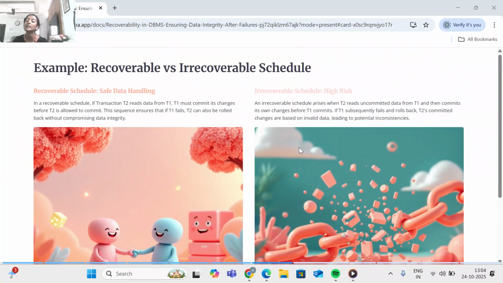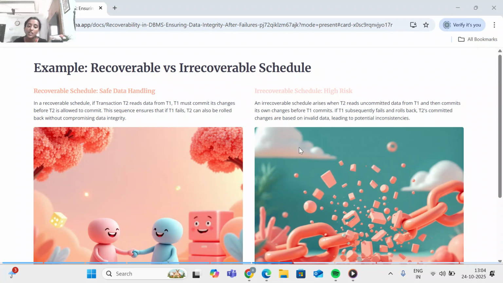Recoverable versus irrecoverable schedule. Recoverable schedule example, safe data handling: in a recoverable schedule, if transaction T2 reads data from T1, T1 must commit its changes before T2 is allowed to commit. This sequence ensures that if T1 fails, T2 can also be rolled back without compromising data integrity.